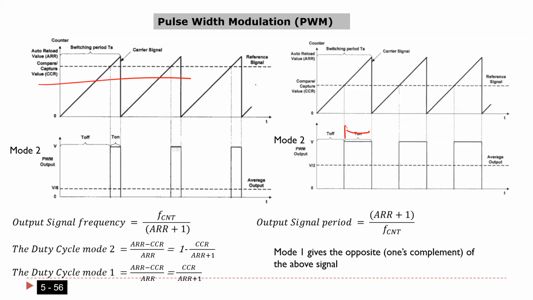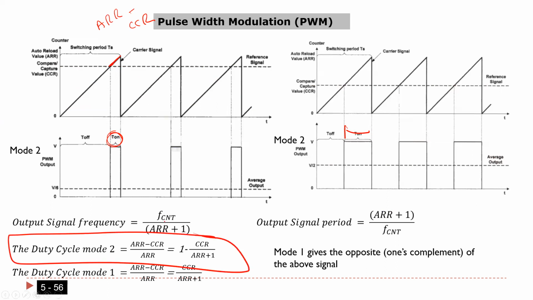All you need, and you don't even need interrupts, is to change the CCR here, so that by changing CCR you can easily change the duty cycle. The T on, the time for high, is the count from here to here, which is ARR minus CCR. So now I have a formula. If you are in mode 2, which is this case, the duty cycle is going to be 1 minus CCR divided by ARR plus 1. That's it.